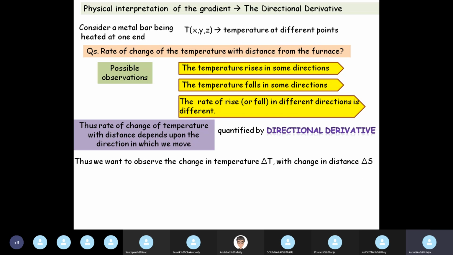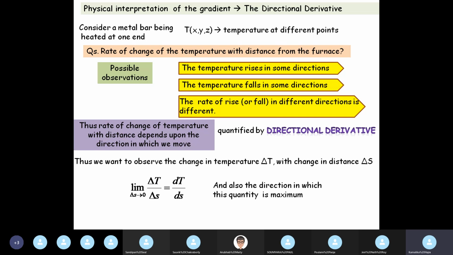Correct? How with distance, how with a certain small change in distance, the temperature changes. So this is what we are trying to find out. Limit delta S tends to 0, delta T by delta S, which is written as dT dS from our concept of differentiation. First derivative of temperature with respect to distance.